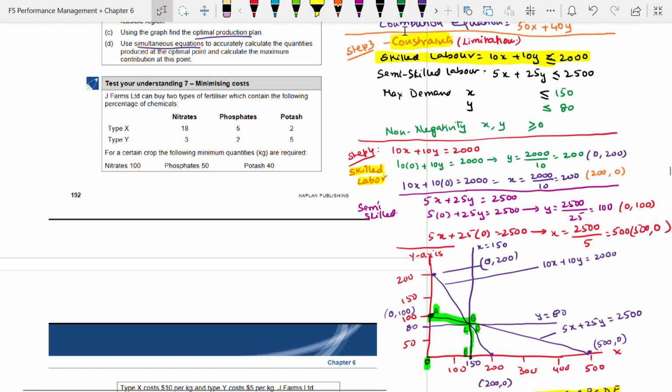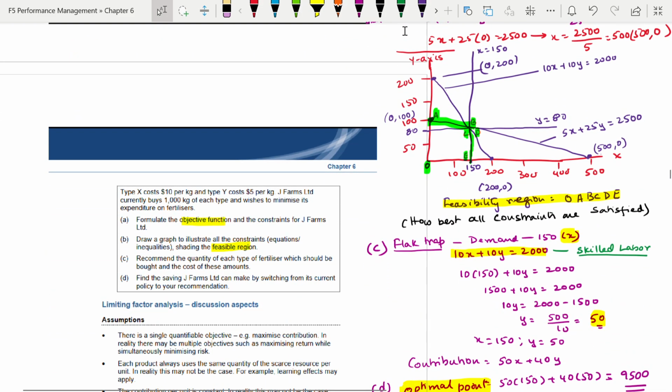The optimal solution means you take into consideration the feasibility region, is it right? What will happen based on the feasibility region? What is the priority we are giving? We are giving the priority to skilled labor. Skilled labor is very important, 2000 hours.